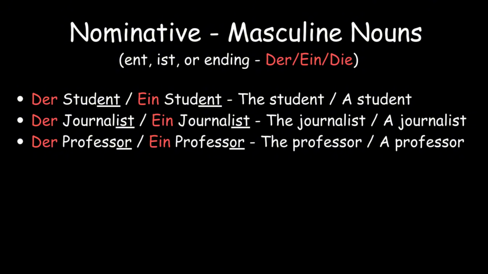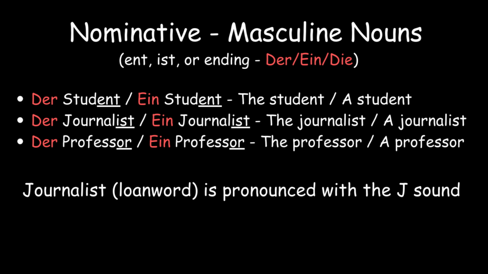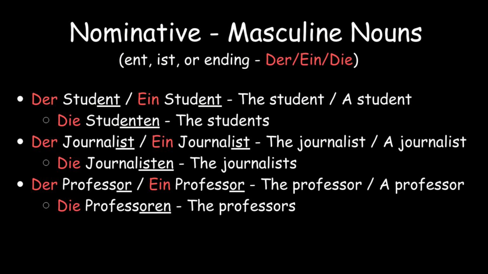Here, we have masculine nouns ending in -ent, -ist, -or. Der Student, ein Student. Der Journalist, ein Journalist. Der Professor, ein Professor. In this case, Journalist is pronounced with the J sound because it's a loan word. To pluralize them, we add -en. Die Studenten, die Journalisten, die Professoren. Plus, they're the only subjects.